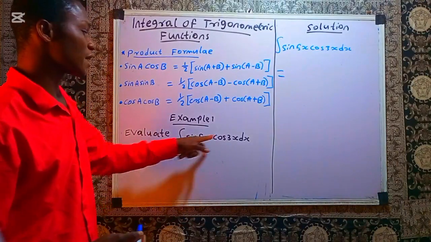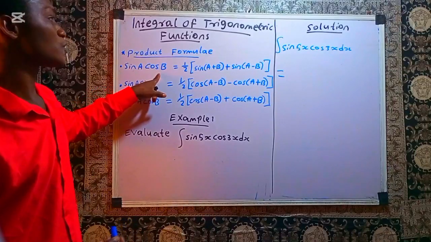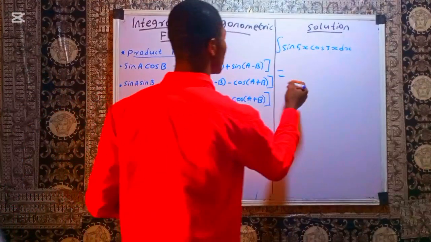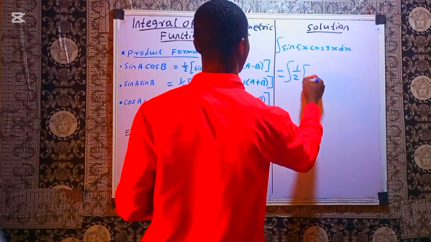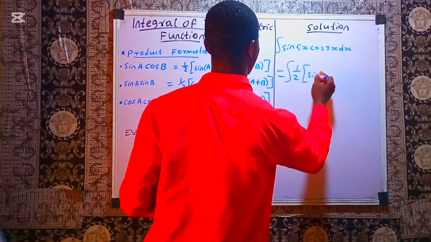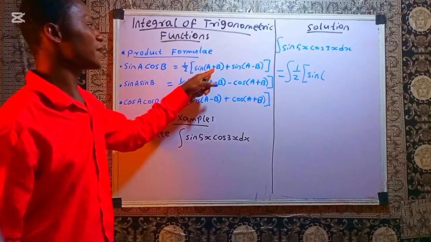We have product of sine and cosine. This falls under the first formula, product of sine and cosine. So we are going to use this formula. So this will be integral of half of sine A plus B, right? Half of sine A plus B.